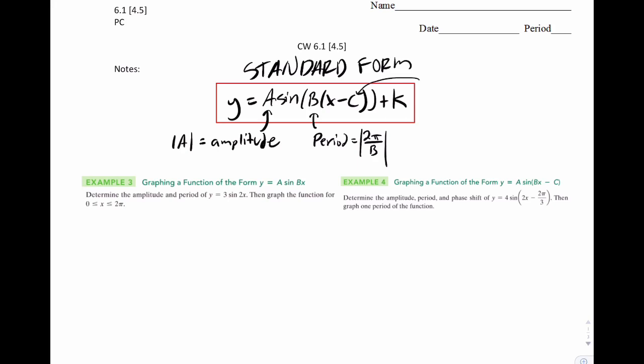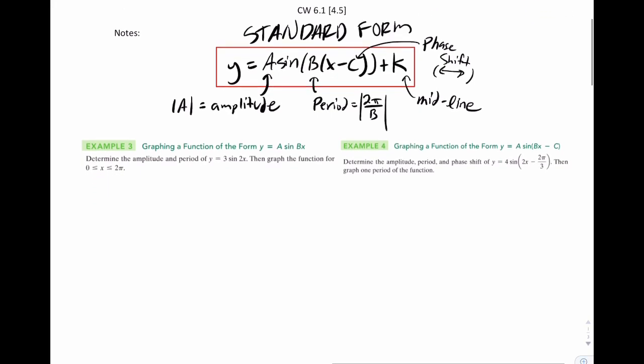C is going to be your phase shift. That's your left and right shift. And of course, K is your vertical shift, but in my classes, I refer to it as the midline. And I'll show you what that means in a little bit. So hopefully you recall some of that from your trig class. If not, make sure you see your trig notes, and you can ask me for help as well. But I'm going to go through this a little fast because all you guys have taken trig.